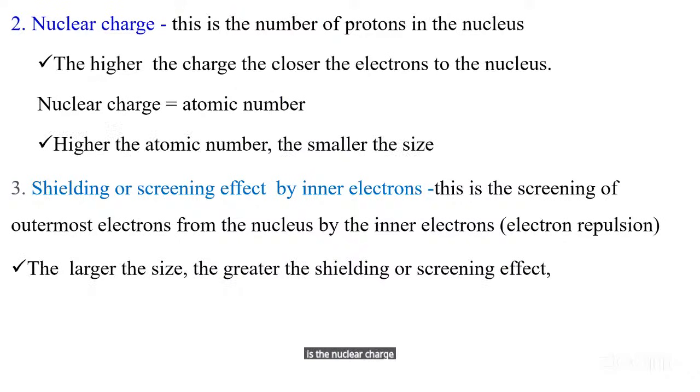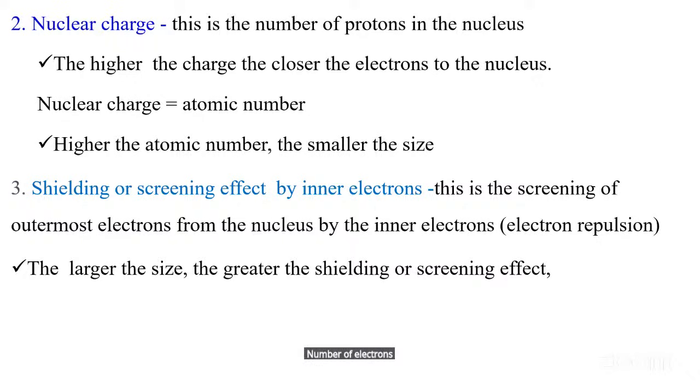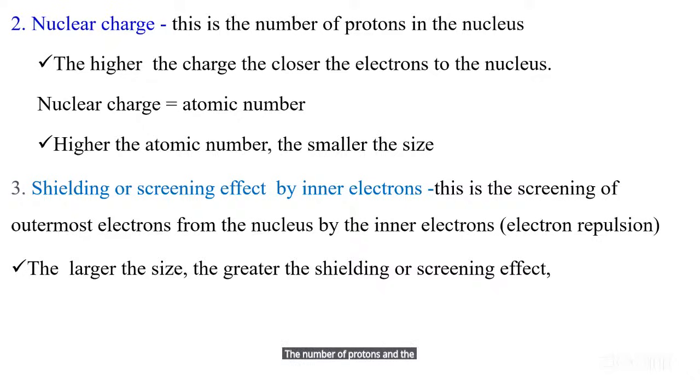The nuclear charge is the number of protons in the nucleus. Of course, we know that the higher the nuclear charge, the closer the electrons are to the nucleus. As you increase the atomic number, the number of electrons and the number of protons increase. So the higher the atomic number, the smaller the size, because the number of protons and electrons is increasing. So the nuclear charge is increasing.